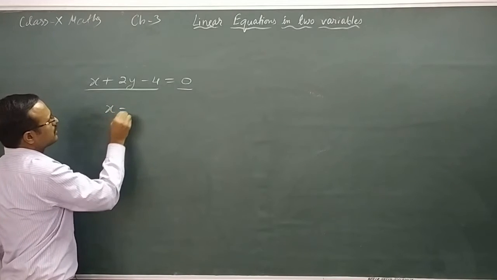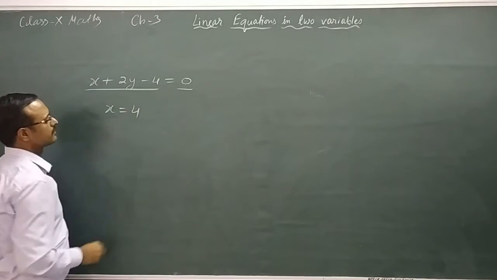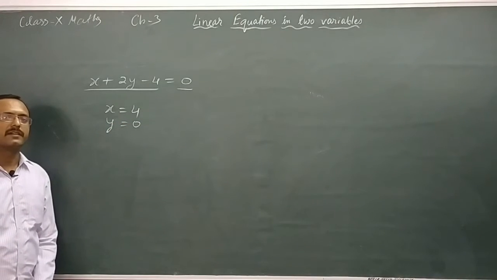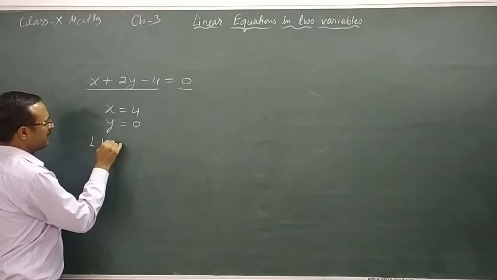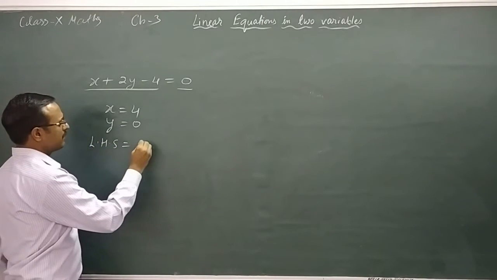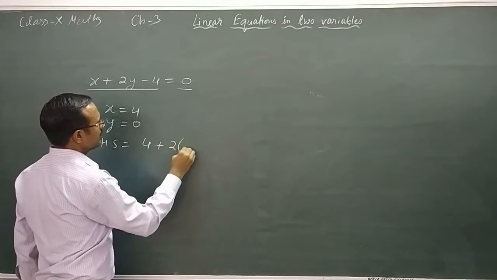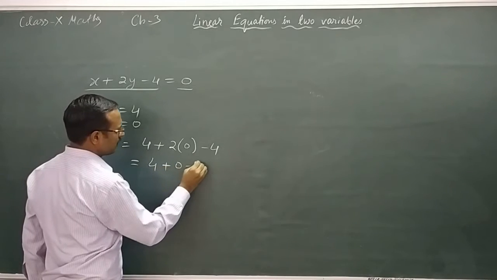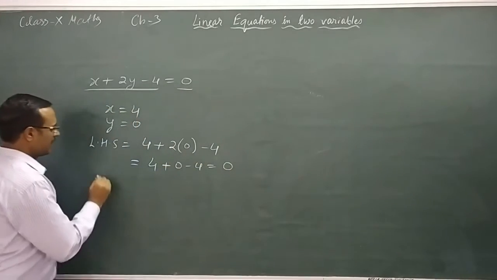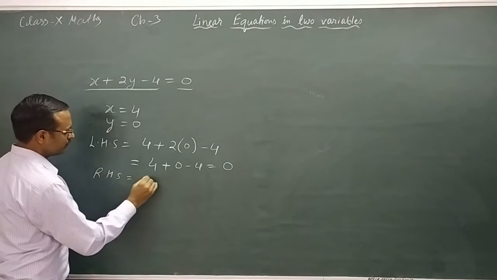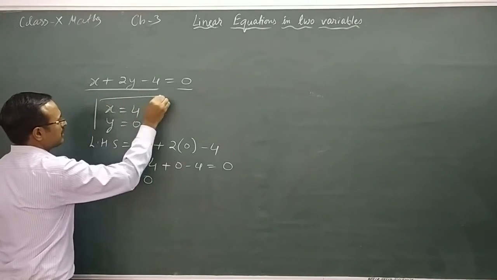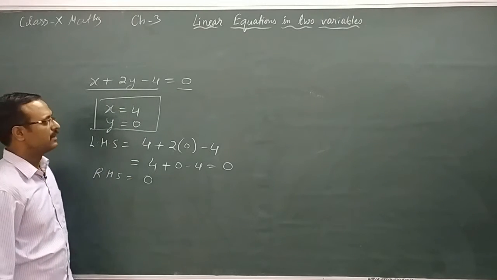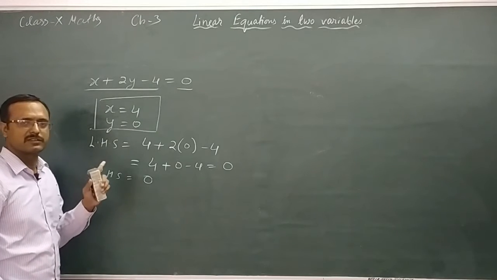If I put x equal to 4 and y equal to 0, the value of LHS part will be 4 plus 2 into 0 minus 4, that is 4 plus 0 minus 4, and that is 0. RHS is already 0. So you can say that x equal to 4 and y equal to 0 together form the solution of this equation. Is there only one solution for this equation?